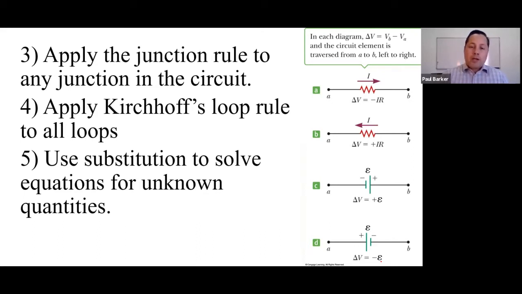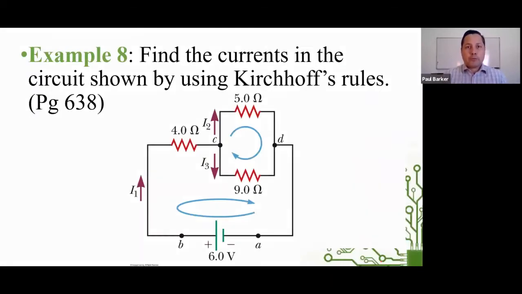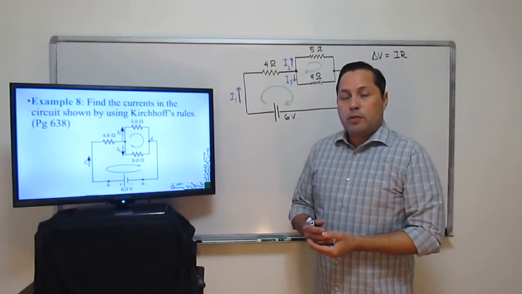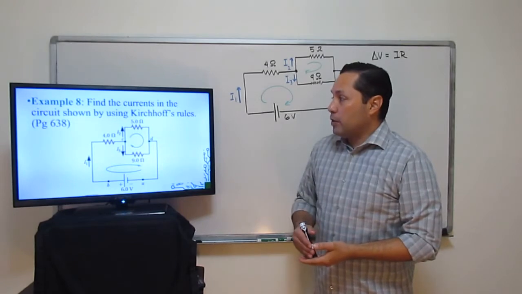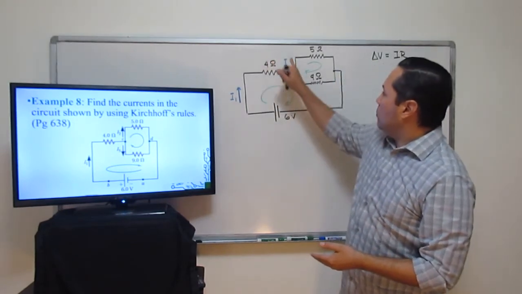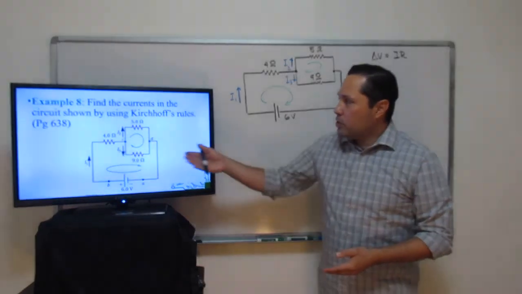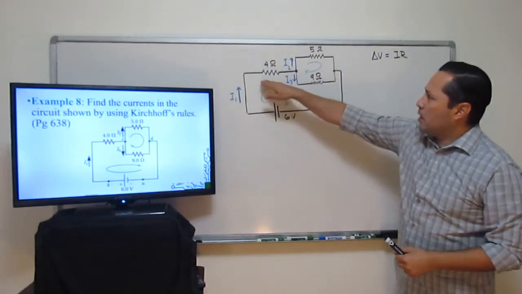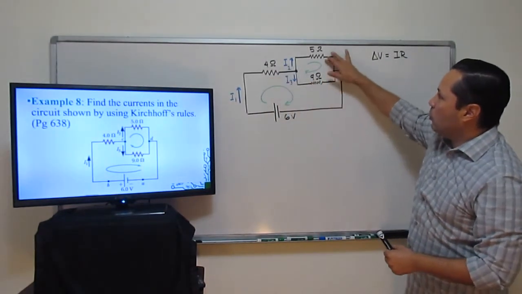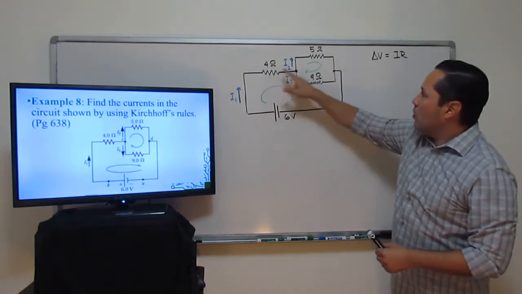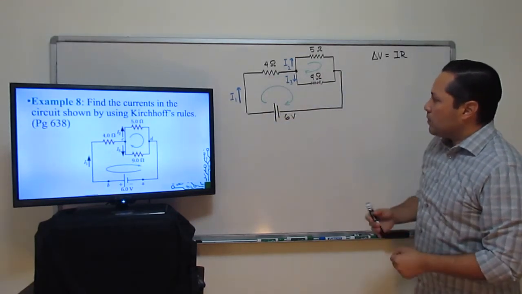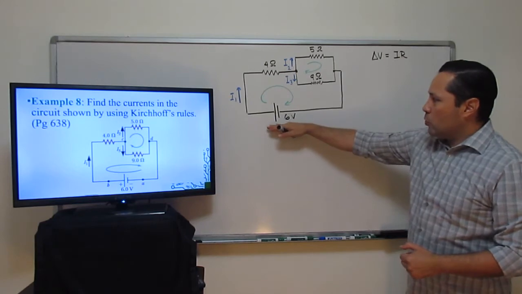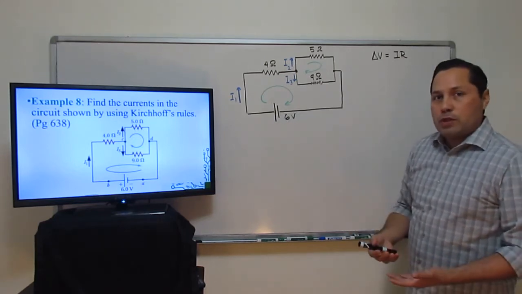All right, now let's take a look at example 8 and apply Kirchhoff's rules. Here we are asked to find the currents I1, I2, and I3 in the circuit using Kirchhoff's rules. So let's take a look at this circuit. We have a resistor here, and we have two more here in parallel. So we're going to call this one 1, that one 2, and that one 3. And we're connected to a battery that has a potential difference of 6 volts.